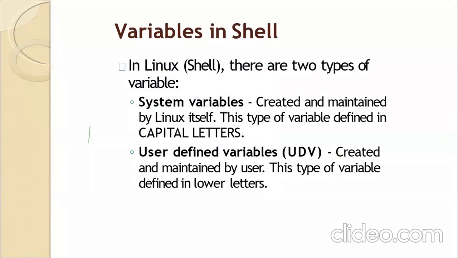How to define a variable in the Linux shell? In the Linux shell there are two types of variables. The first is the system variable. The second is the user-defined variable. System-defined variables are created and maintained by the system itself, and these types of variables are defined in capital letters. User-defined variables are created and maintained by the user, and these are defined in lowercase.